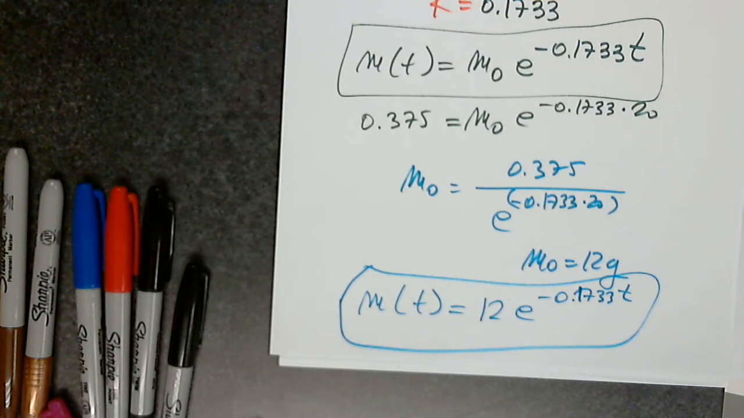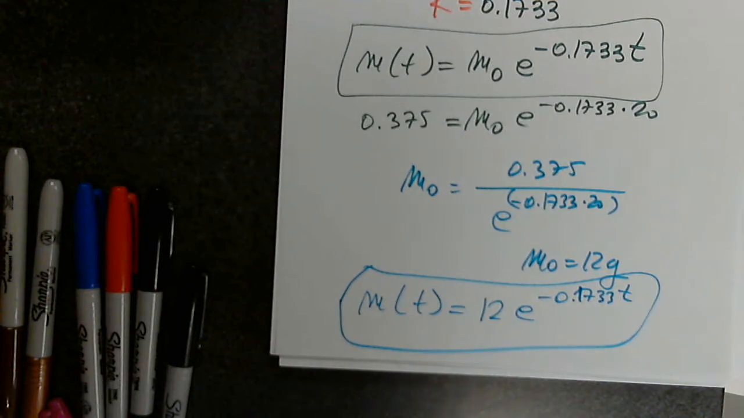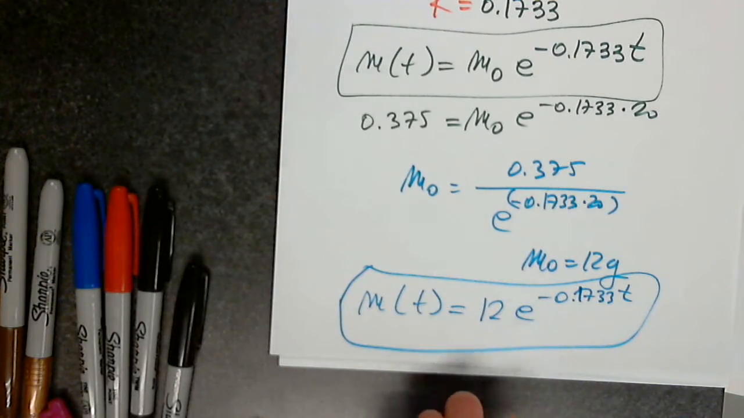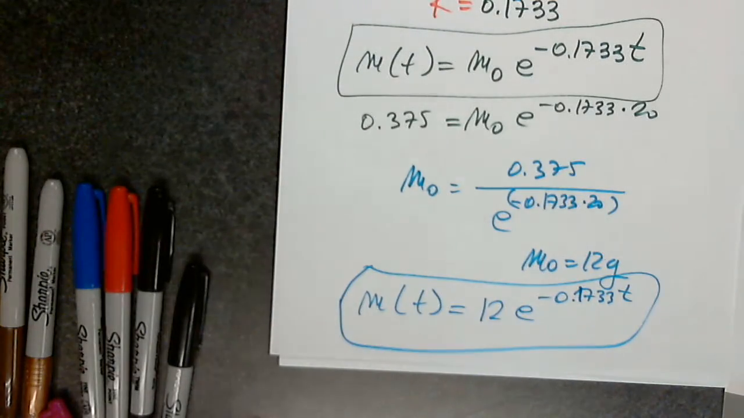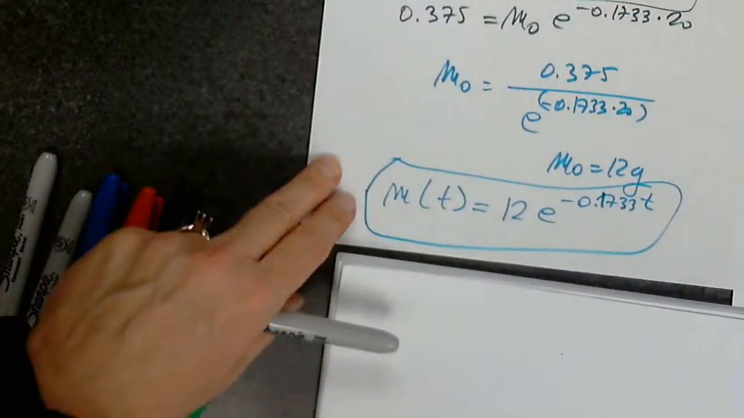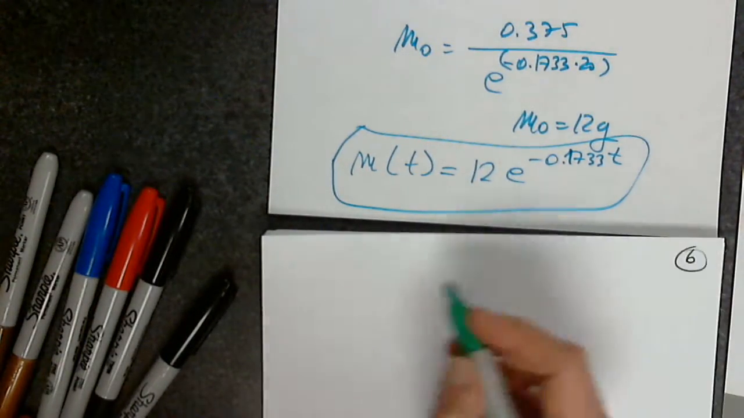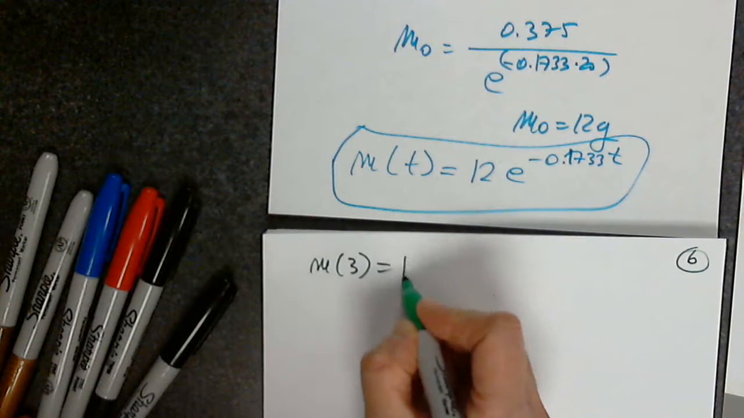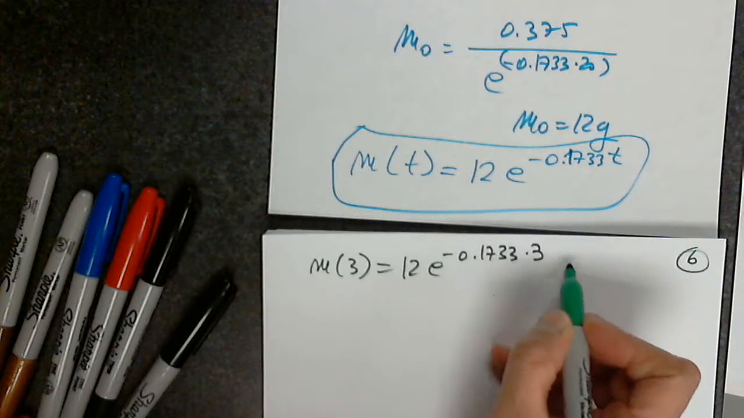And now if there is anything else, then I can answer. So what was the initial mass? 12. Find a function that models the mass remaining after t days. Right here. That's the function, part B. What is the mass after 3 days? Plug 3 in. Exactly. So m of 3 equals 12 e to negative 0.1733 times 3.